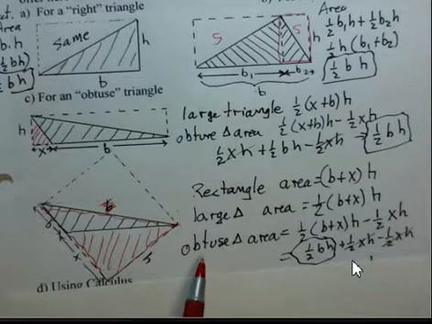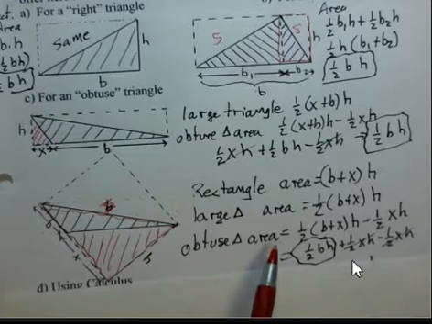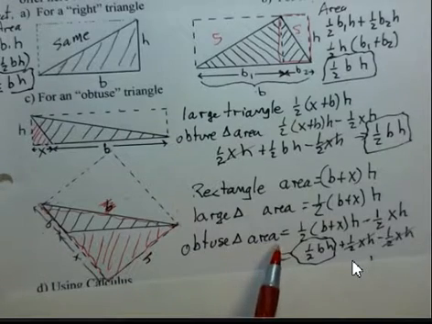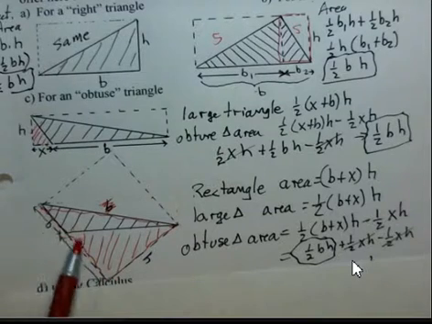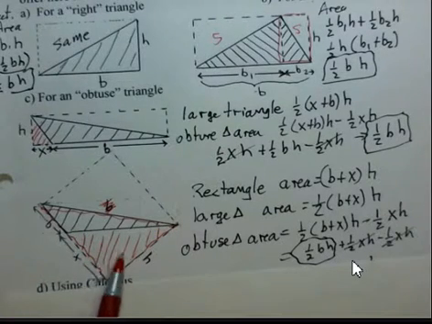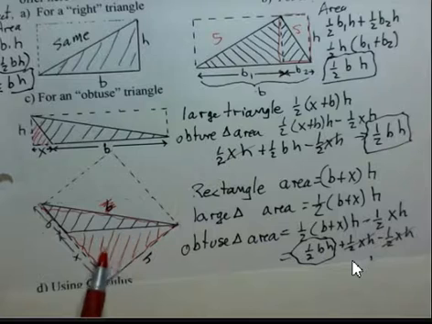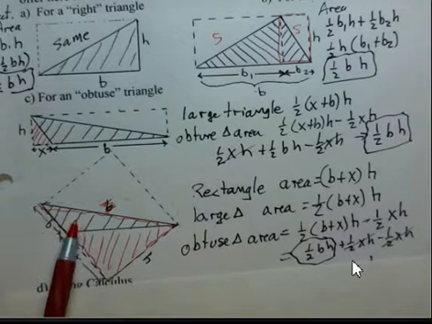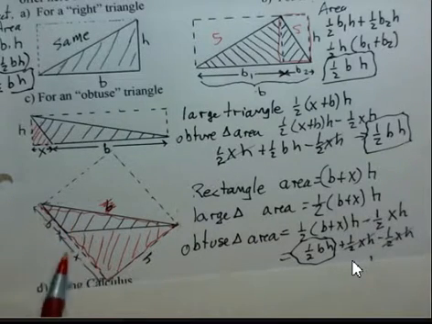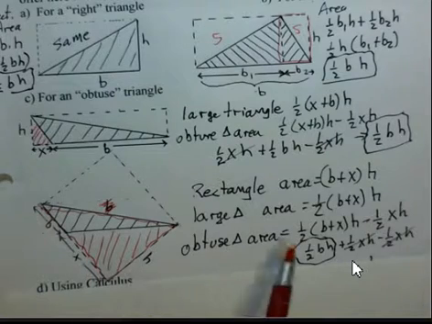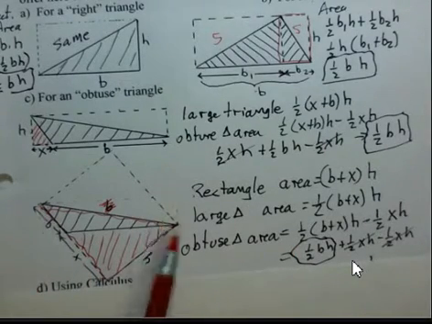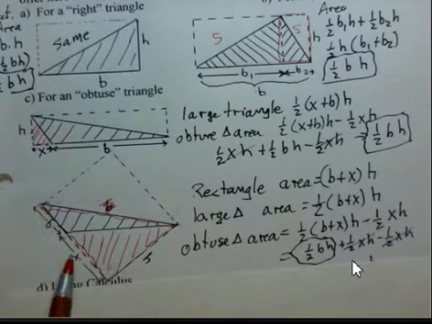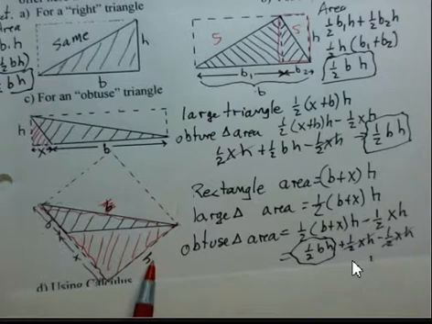What about the obtuse triangle area? How could we represent that? Well, if I take the large right triangle and now subtract this red cross-hatched area, I'll be left with the area I want. So 1/2 (b plus x) times h, that's the full large right triangle, minus 1/2 x times h. There's our right triangle here with base x and height h.